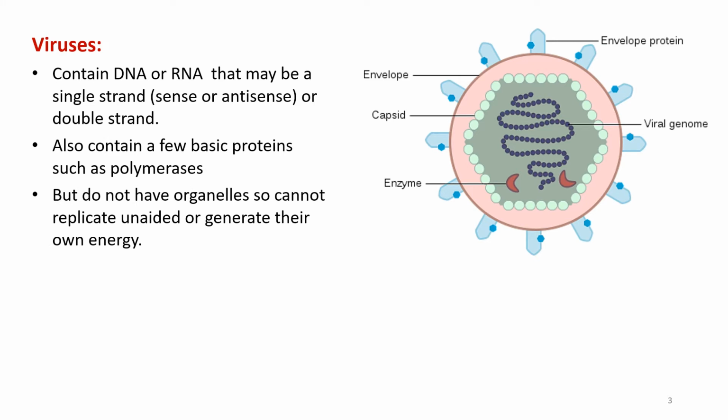They also contain a few basic proteins such as polymerases. We'll talk about what the polymerases do in a minute. But they don't have their own organelles. So they don't have ribosomes, they don't have a nucleus, they don't have anything that can enable them to replicate independently. So therefore, they have to get into host cells in order to replicate, to use the proteins that are naturally within your cells.